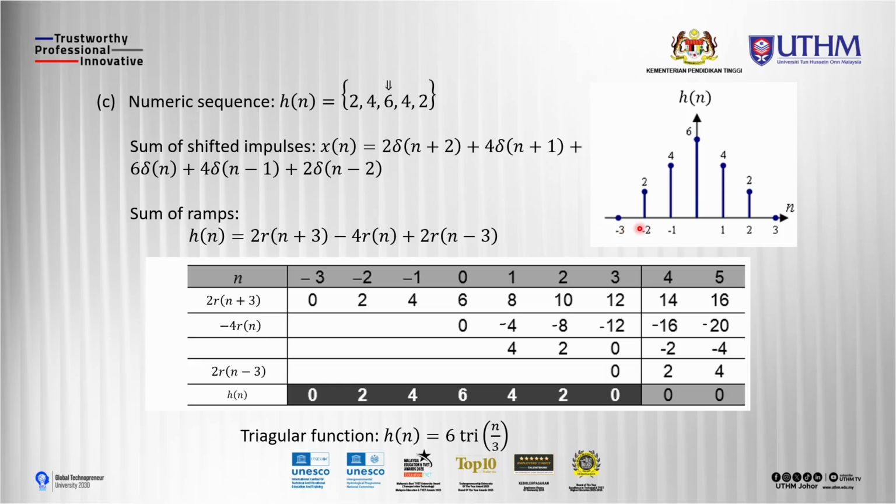Also, you can represent this signal with a triangular function where hn equals 6, 6 being the maximum value, and then 3 at the right and 3 at the left, so it's n divided by 3. These 3 represent the 3 points here. Alright, did you get it, class?